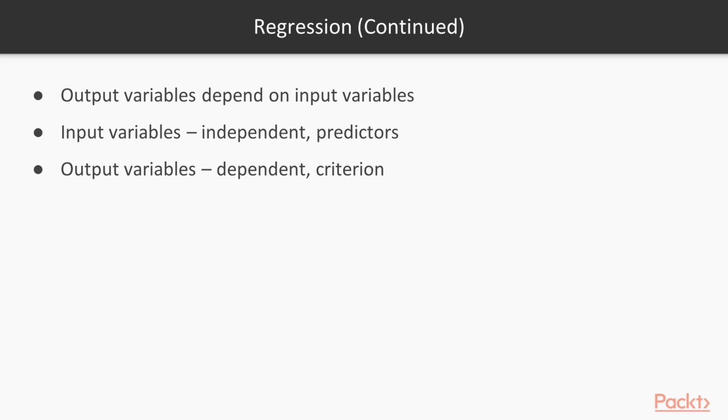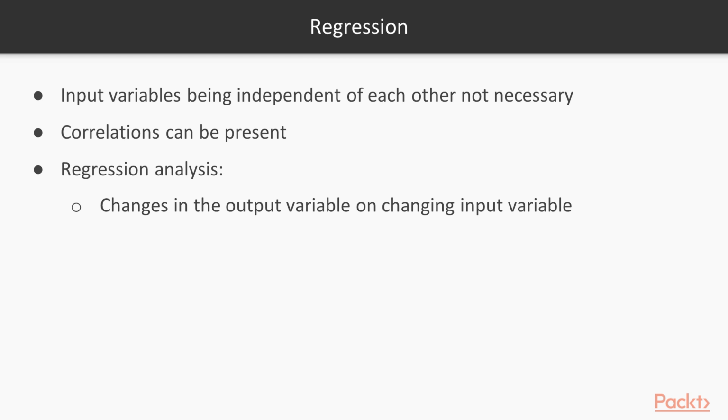In regression, it is assumed that the output variables depend on the input variables, so we want to see how they are related. Consequently, the input variables are called independent variables, also known as predictors, and output variables are called dependent variables, also known as criterion variables. It is not necessary that the input variables are independent of each other. There are a lot of situations where there are correlations between input variables.